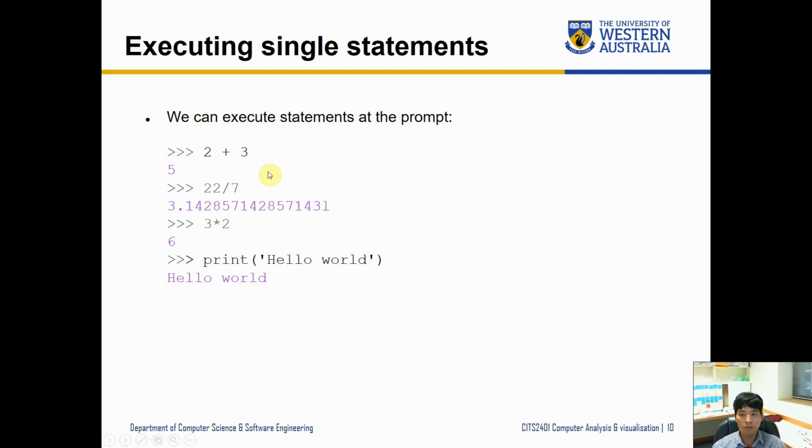Okay, so before we wrote 2 plus 3, which evaluated to 5. That's a statement that we executed as a single statement, right? And of course, we can do some other things like 22 divided by 7, 3 times 2, or print something. So these are all part of a single statement. They're not working together to do anything, but it's just directly interpreting the statement and returning it back to us.